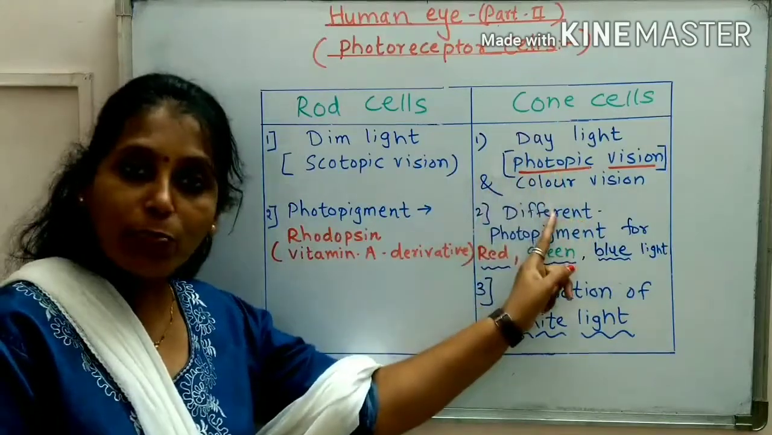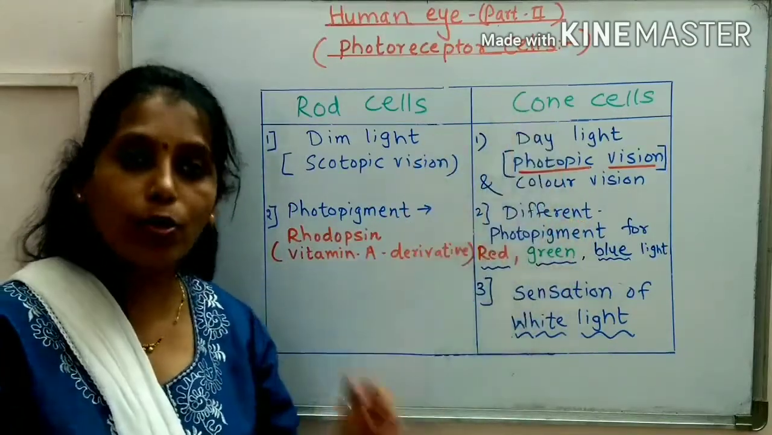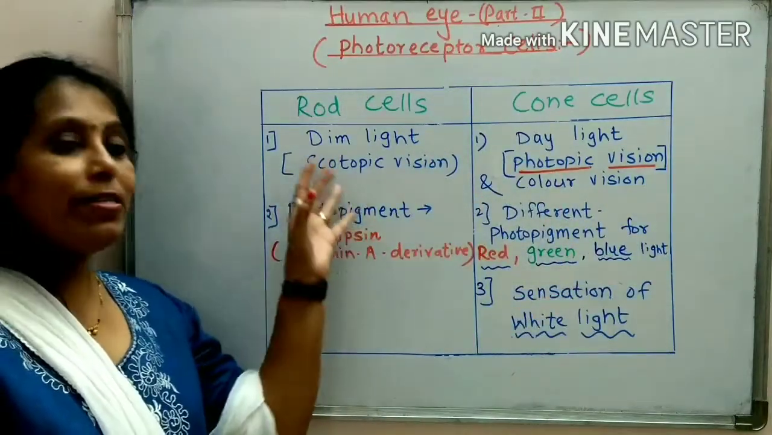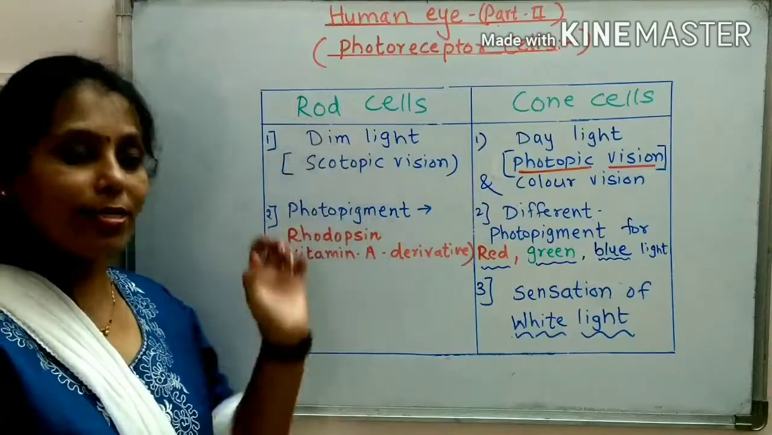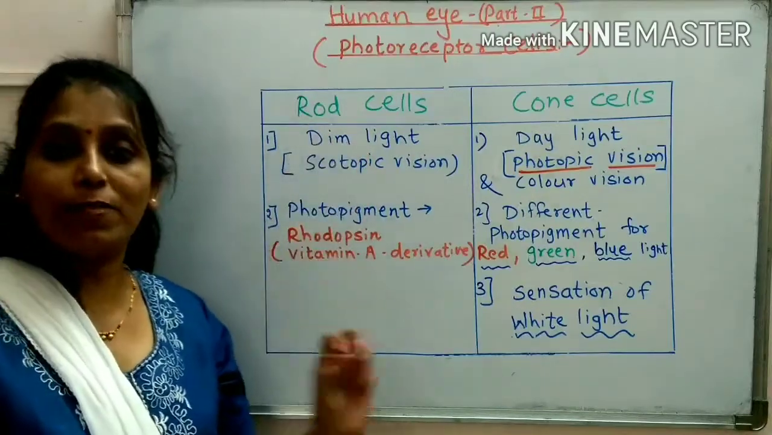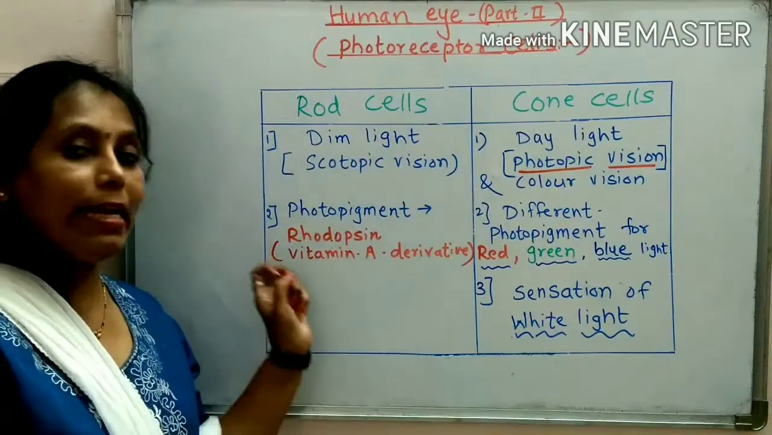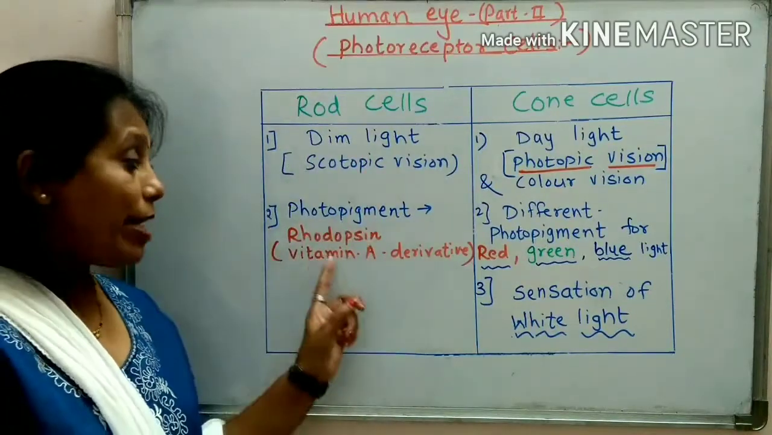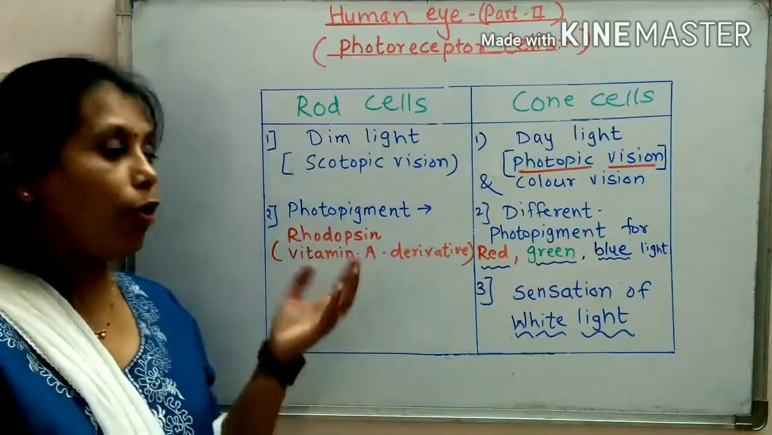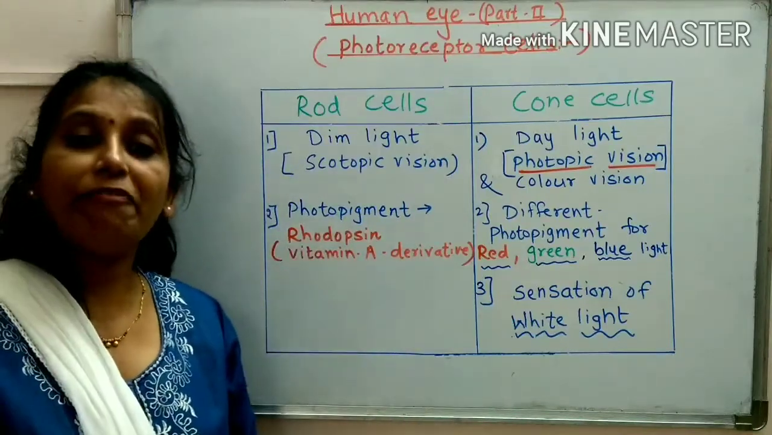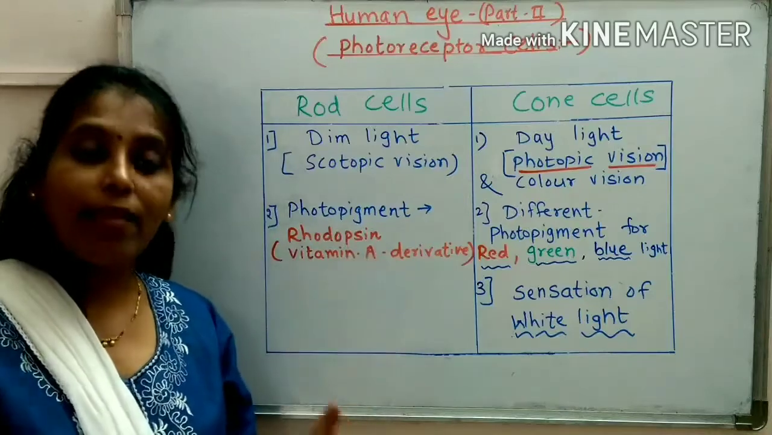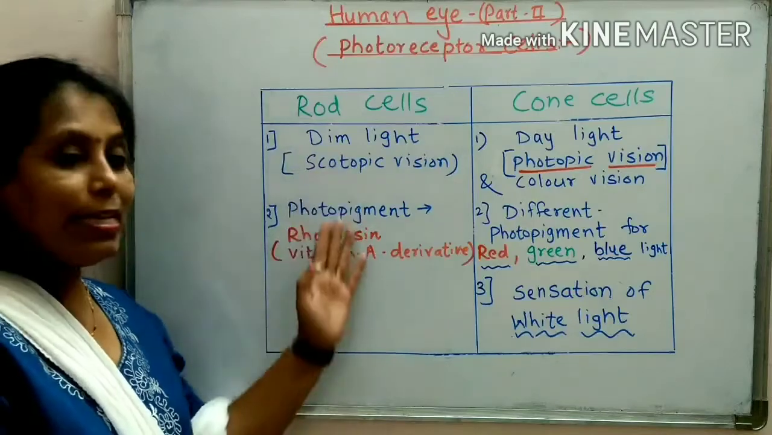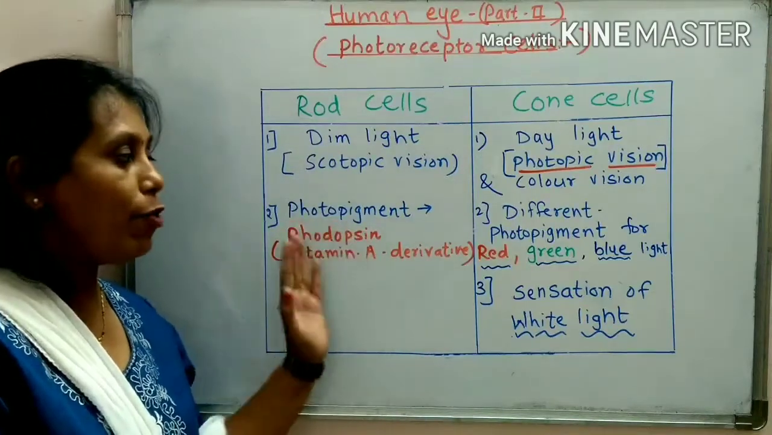Cone cells are also responsible for color vision. Now, the pigment present in the rod cells is called rhodopsin. This rhodopsin is a vitamin A derivative pigment. Vitamin A is required for the formation of this pigment. Deficiency of vitamin A is responsible for night blindness. So these characteristics you will have to remember.